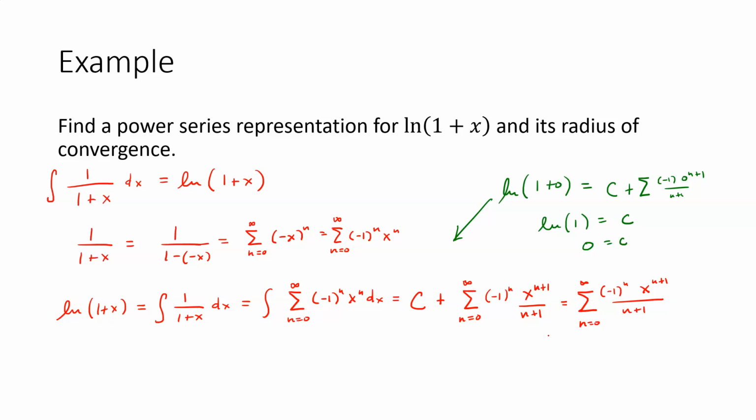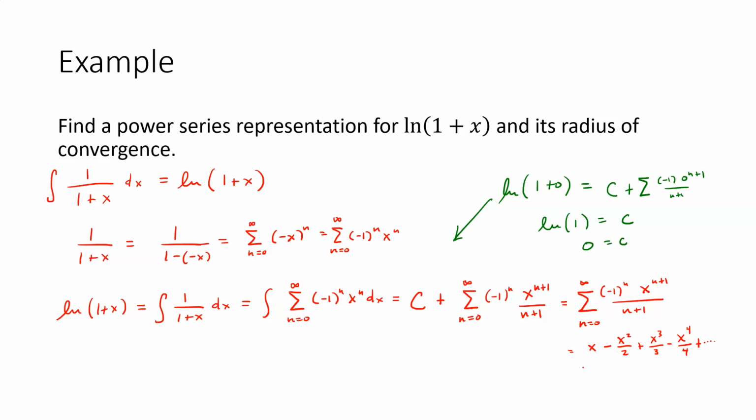Let's look at the terms of the series here. Notice it's an alternating series. And starting with n equals 0, we have x to the 1 over 1. So it's just x for the first term. And then it's alternating, so when n equals 1, it'll be minus x squared over 2. Plus x cubed over 3. Minus x to the 4th over 4. And so on.